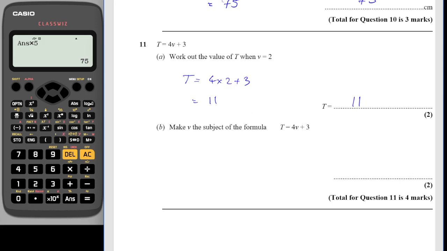Part B, make v the subject. So to do that, I want to get rid of a plus 3. To get rid of a plus 3, I minus 3 from both sides. So t minus 3 is equal to 4v. And then I want to get rid of a times by 4, so I divide by 4. So t minus 3 all divided by 4 is equal to v. So v is equal to t minus 3 divided by 4.